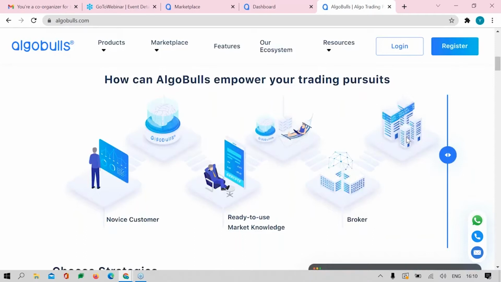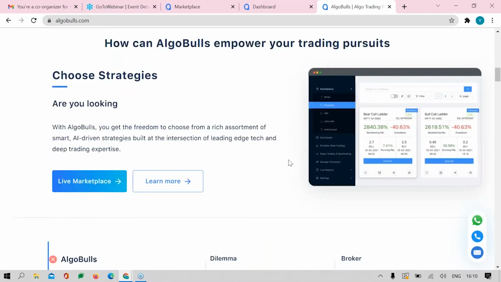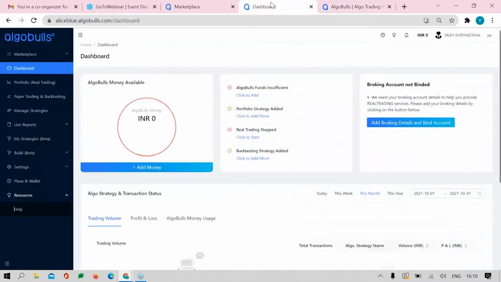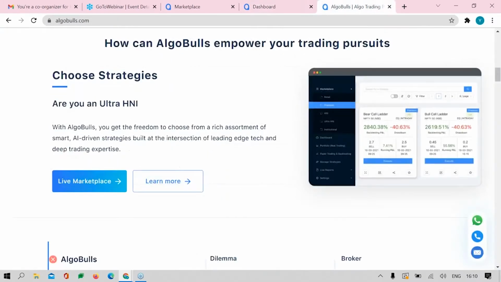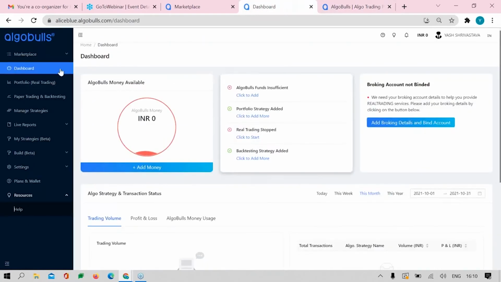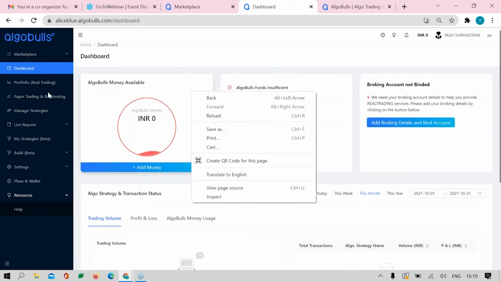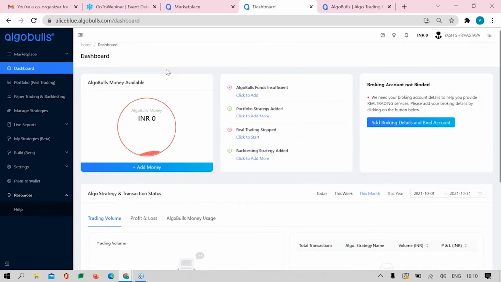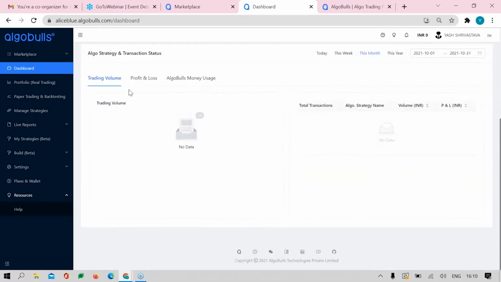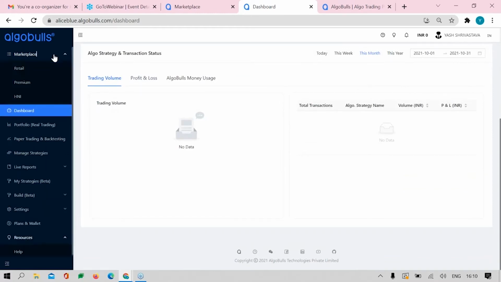Now let me show you how we simplified the solution with our marketplace. We have our own marketplace, wherein we have multiple strategies listed. You can go to the link aliceblue.algobulls.com and log into the platform, where you will see a smart dashboard showing the AlgoBulls funds available in your account, the traded volume, profit and loss, and AlgoBulls money usage. Apart from that, what I wanted to show you is our marketplace, from where you can choose ready-made algorithmic trading strategies and directly execute them on your system.